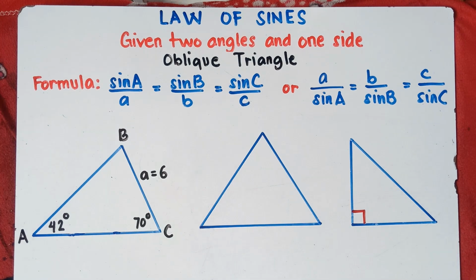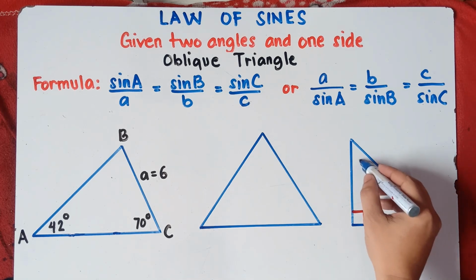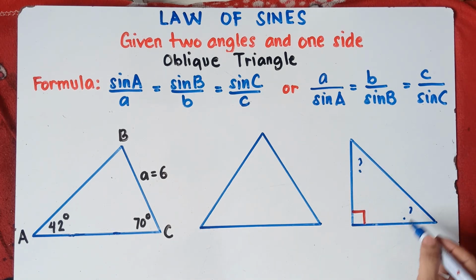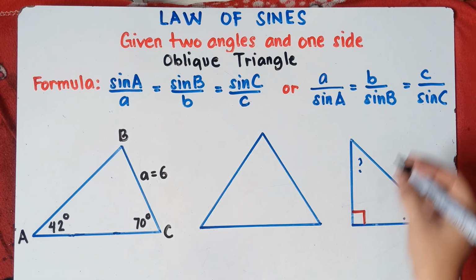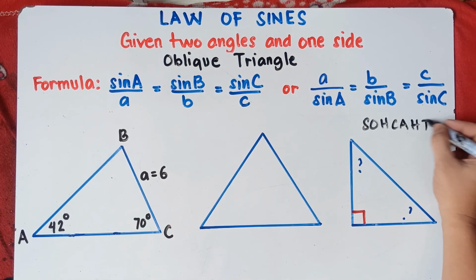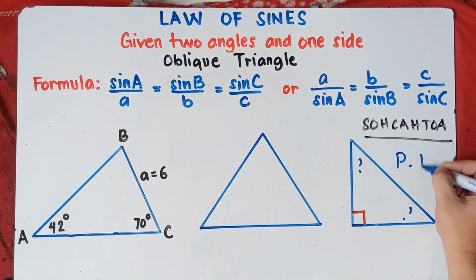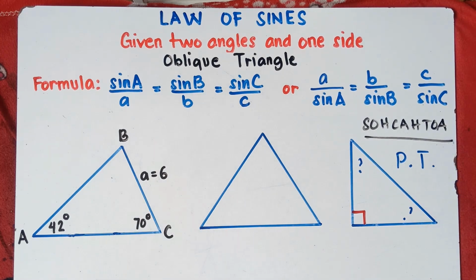Sir, what do you mean by oblique triangle? An oblique triangle is a triangle that does not contain a 90 degree angle. Because if a triangle does contain 90 degrees, like this illustration, to find the angles and the sides we can use SOHCAHTOA, right? You still remember, class? The sine ratio, the cosine ratio, and the tangent ratio. Or you can also use the Pythagorean theorem in finding one side.